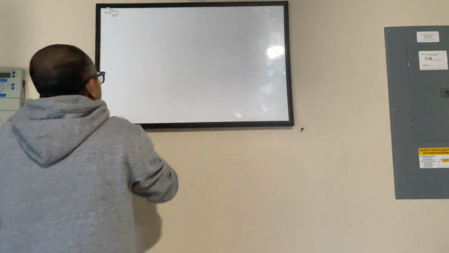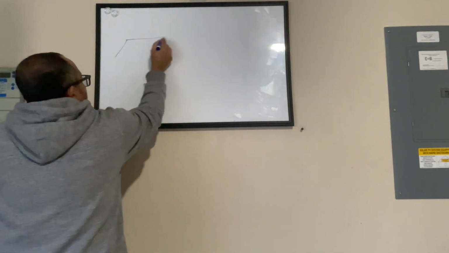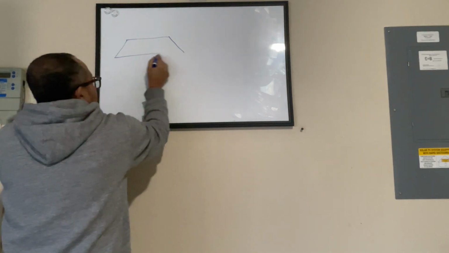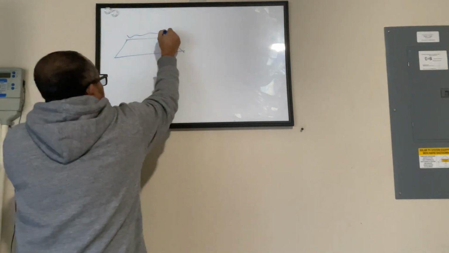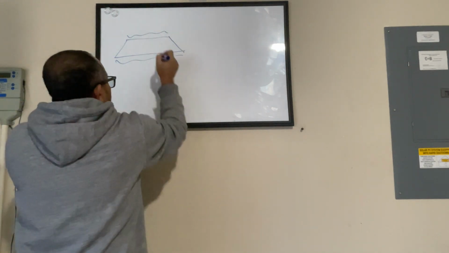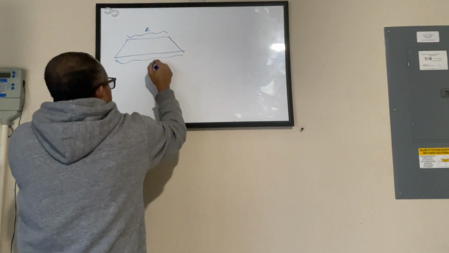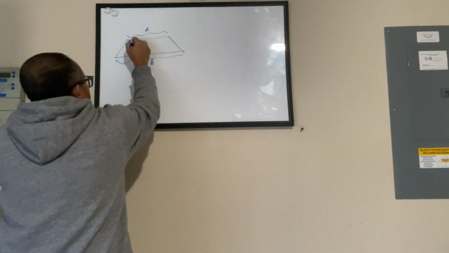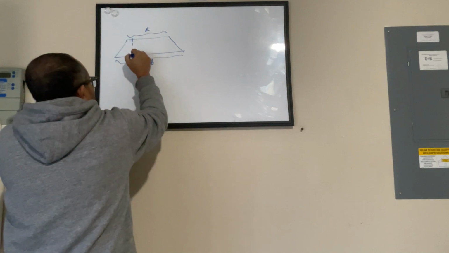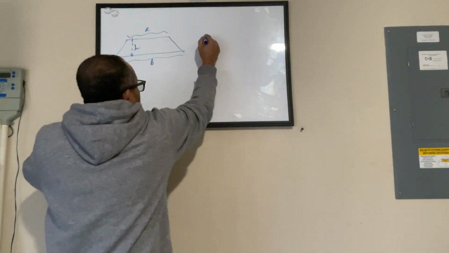Then we looked at another interesting shape called a trapezium. This is one parallel line, these are two parallel lines. One's length is A, the other's length is B, and if the perpendicular distance between the two is h, what is the area?